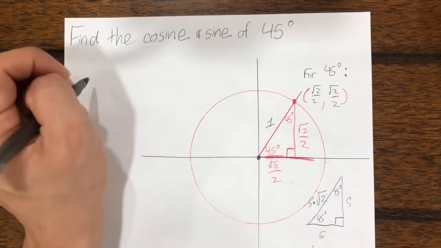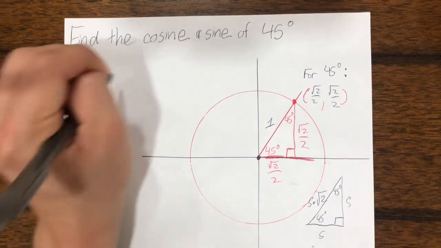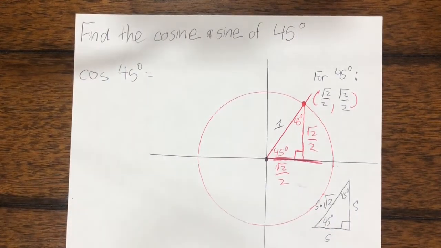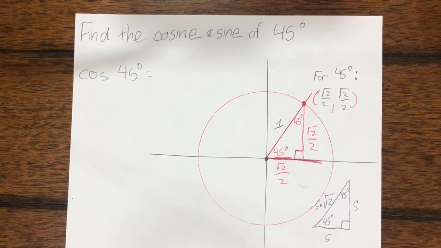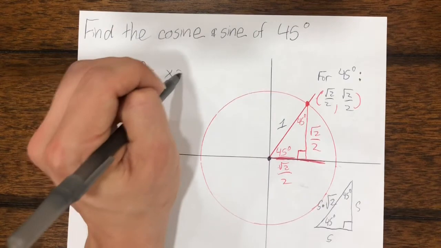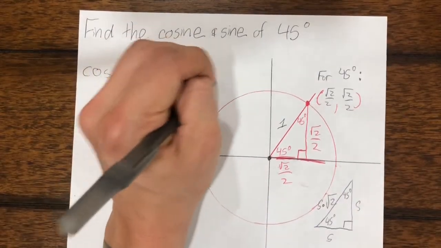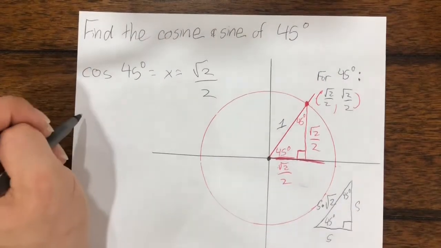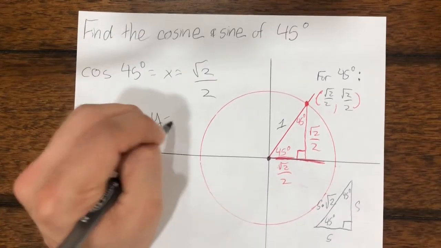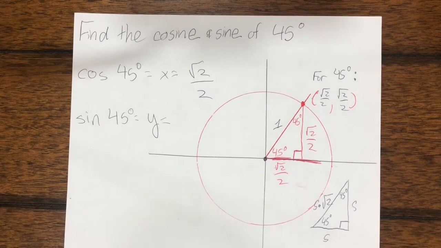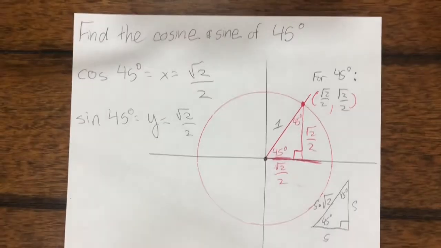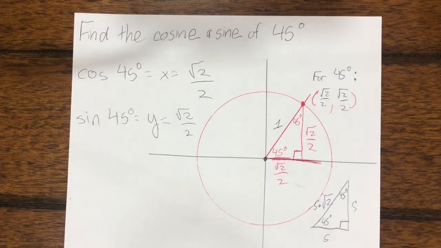So let's go ahead and do that. We have cosine of 45 degrees, which equals the x value, which in this case is root 2 over 2. And the same thing for sine of 45 degrees, which equals the y value, and luckily it's the same exact number, root 2 over 2. So I have my two answers for cosine and sine.